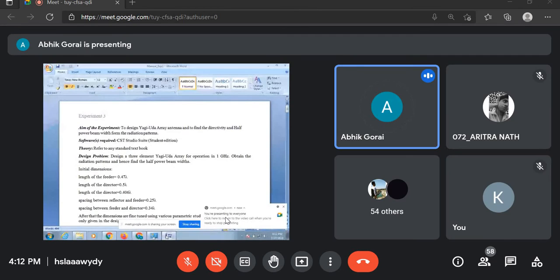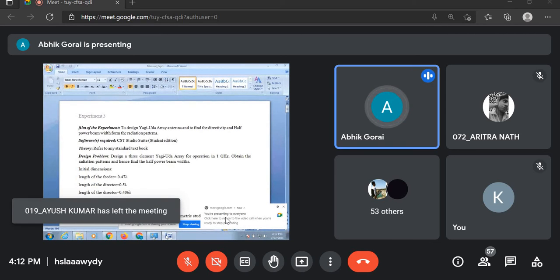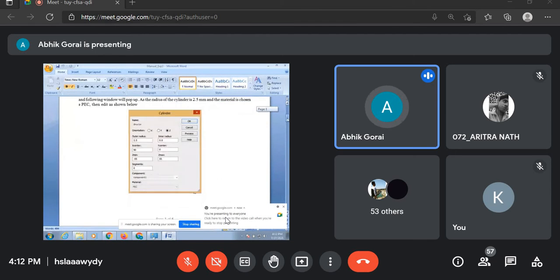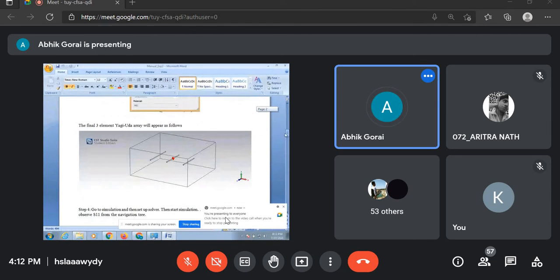So today's experiment is design of Yagi-Uda antenna array to find the directivity and half power beamwidth from the radiation pattern. Why is it very similar to your previous experiment? Because I think most of you have learned about Yagi-Uda antenna arrays and might have seen them at home in older days. These Yagi-Uda antenna arrays were used to increase the gain, right? So you can see a simple dipole.